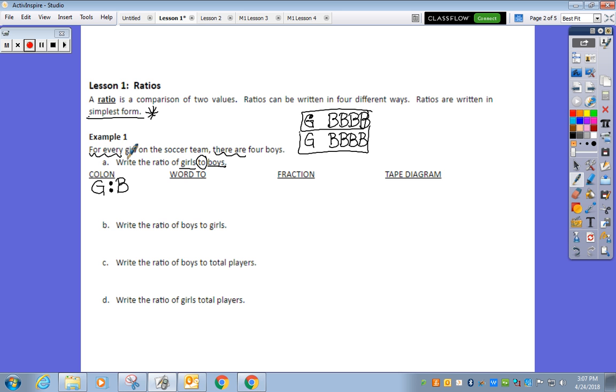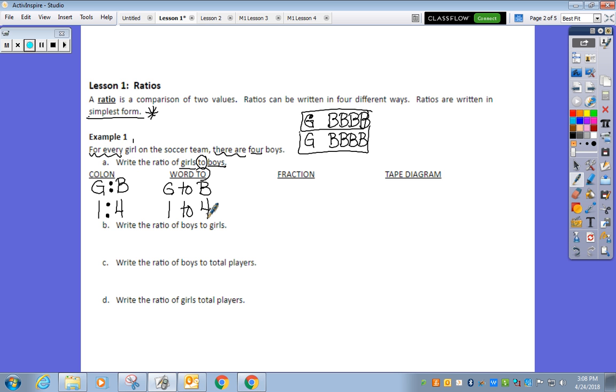So for every girl means 1 girl. So I would put this as 1. And the number of boys is 4. So this is a 1 to 4 ratio. And again, that's girls to boys in that specific order. Another way that you can write this is with the word to. So now we're just doing girls, the word to, boys. And it all means the same idea. It's just different ways to write it.